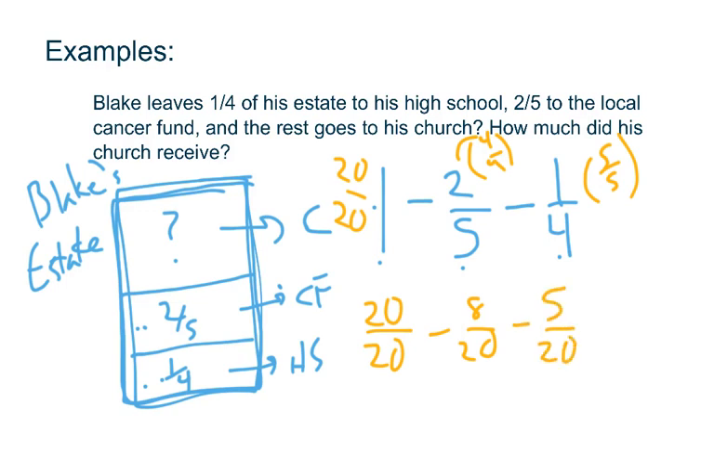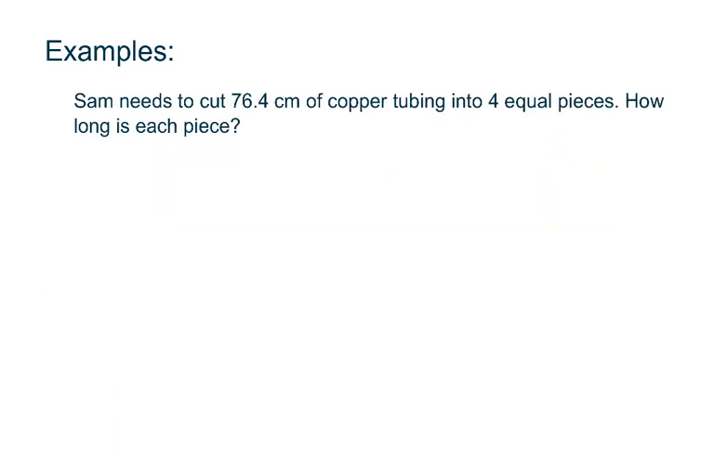And now I just work left to right here, 2 at a time. 20 minus 8, 12 over 20 minus 5 over 20. And then continue to do subtraction. 12 minus 5, 7 over 20. And that's how much the church is getting, 7/20. For the final example, let's take a look at this one. Sam needs to cut 76.4 centimeters of copper tubing into 4 equal pieces. How long is each piece?